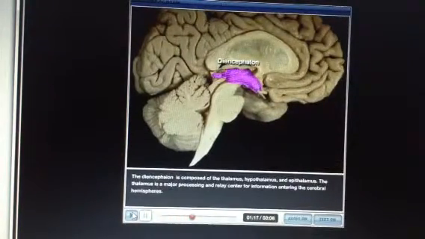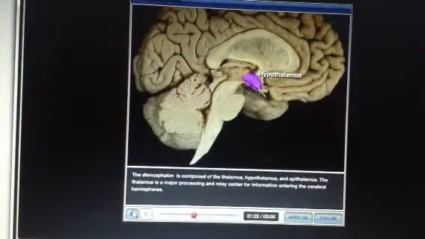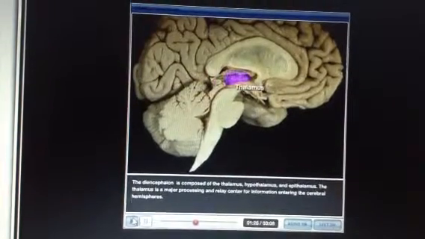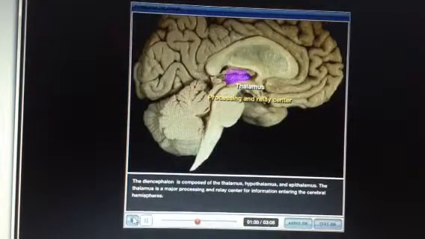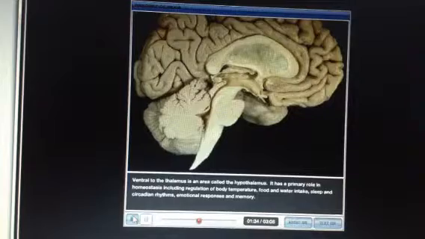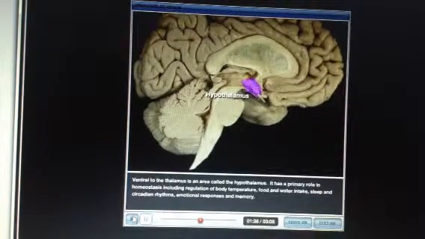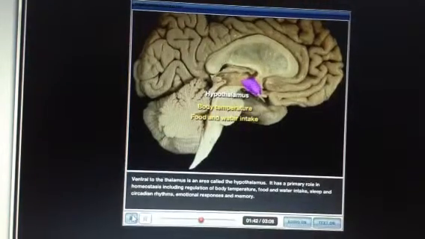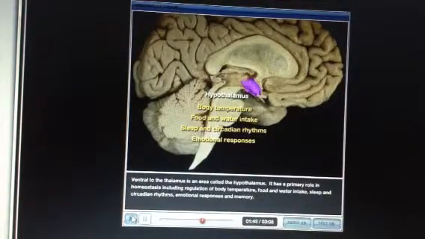The diencephalon is composed of the thalamus, hypothalamus, and epithalamus. The thalamus is a major processing and relay center for information entering the cerebral hemispheres. Ventral to the thalamus is an area called the hypothalamus. It has a primary role in homeostasis, including regulation of body temperature, food and water intake, sleep and circadian rhythms, emotional responses, and memory.